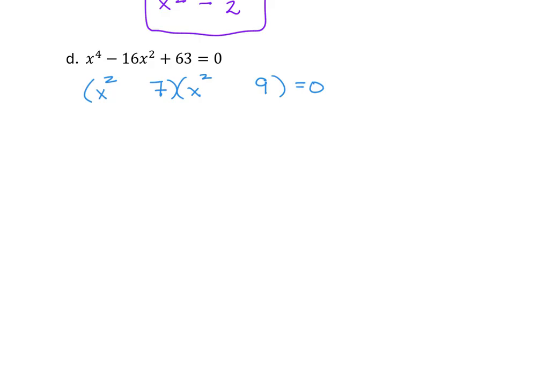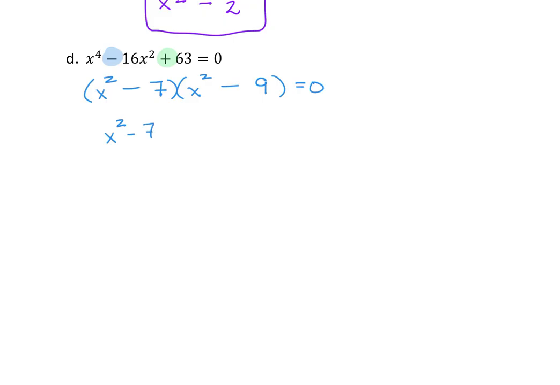For this one, since this is a positive 63, we want same signs, and we want them both to be negative. And so we should get x squared minus 7 and x squared minus 9. Now, x squared minus 7 does not factor further. And so for both of these, I'm going to go ahead and use square root property.